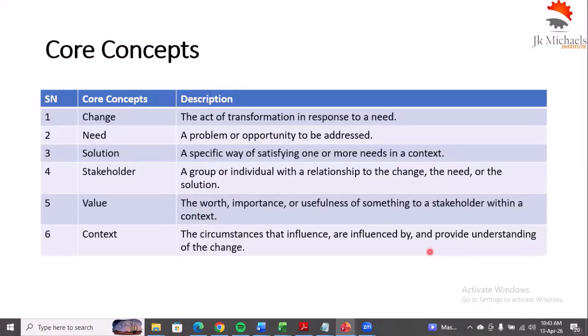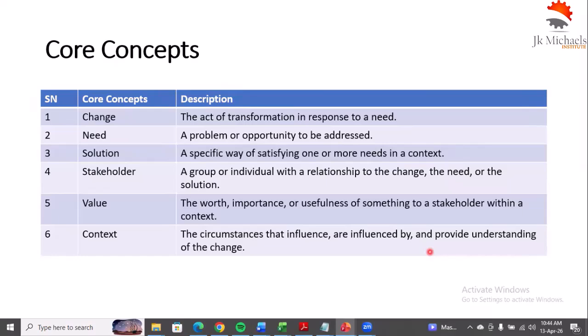Now, let's look at the definitions of the core concepts. We have change. Change is the act of transformation in response to a need. We have need, where a need is a problem or opportunity to be addressed. We have solution, which is a specific way of satisfying one or more needs. So let's take this over again so that it can be more descriptive, where change is the act of transforming in response to a need.